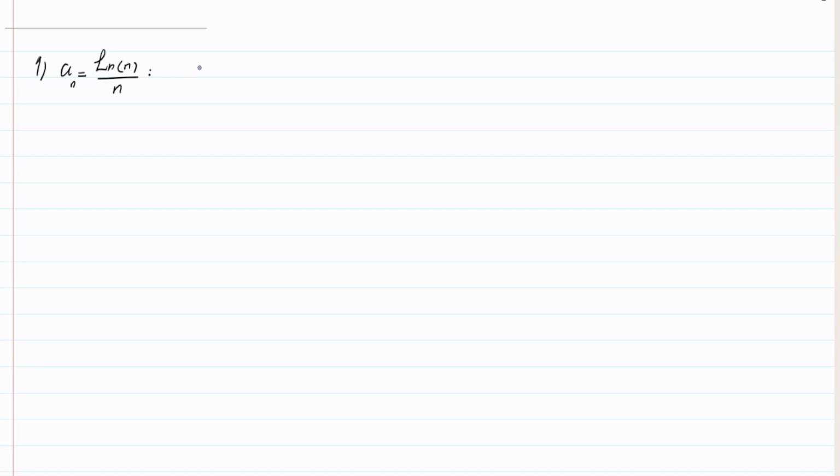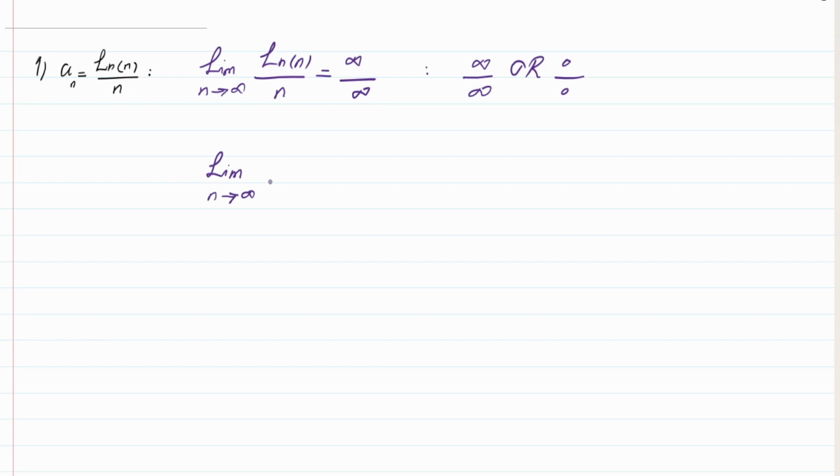For calculating the limit for this sequence, we can write the limit as n approaches infinity of natural log of n over n, which is equal to infinity over infinity. We have learned from our previous video that whenever we have infinity over infinity or 0 divided by 0, we can use L'Hopital rule for calculating the limit. So we know that we can take the derivative of both the numerator and the denominator for calculating this limit.